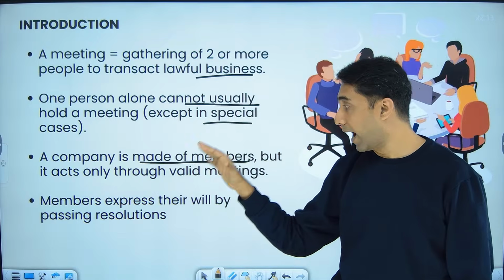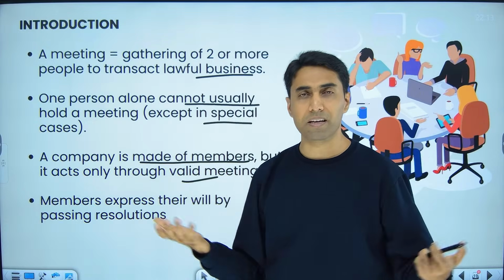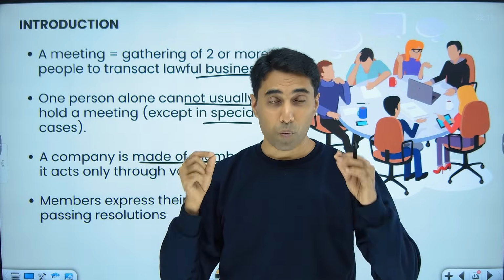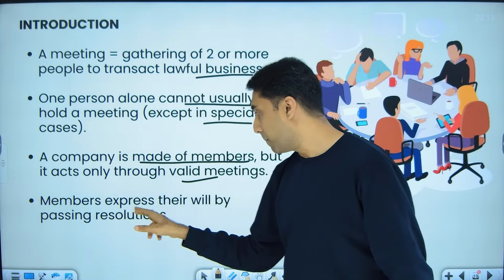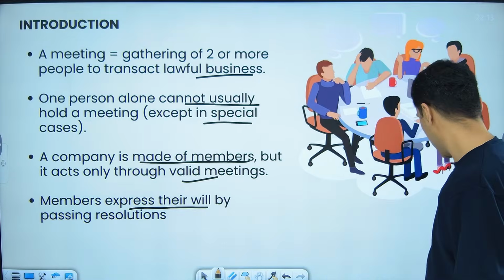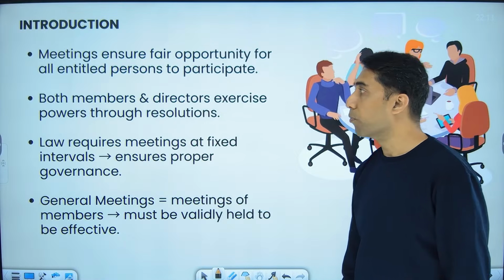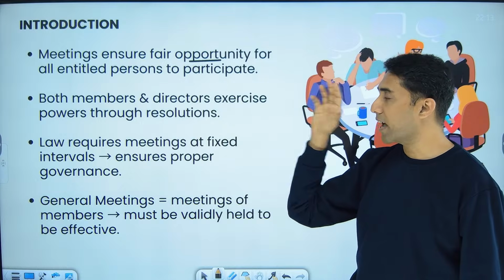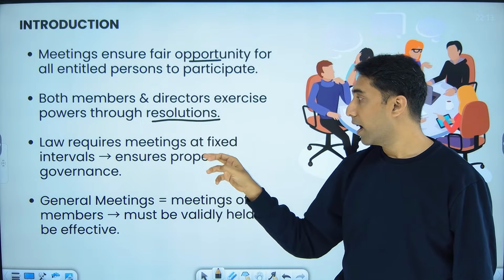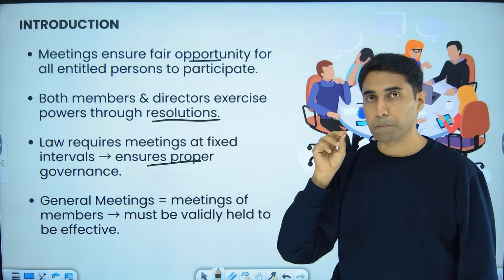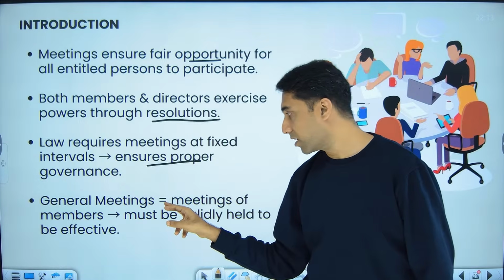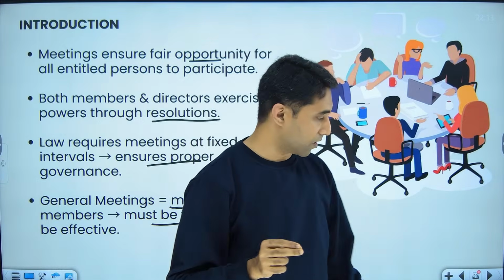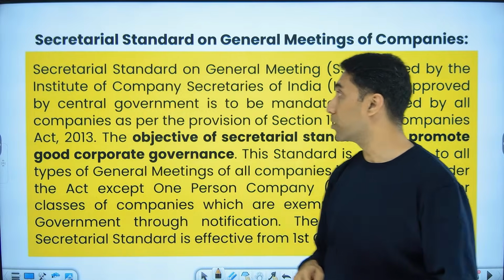Company is made of members, but it acts through valid meetings. So what is a company? Company is a piece of paper. It is the people in the company which make up the company, right? So when they meet to decide is what it is. Members express their will to pass certain resolutions, and that is what we need to understand. Meetings are an opportunity for everyone to come and take a decision. Members, directors, everyone can pass resolutions, and meetings have to be held within proper timelines every year. General meetings especially are valid and effective when you do them every single year. These are the simple things you need to understand.